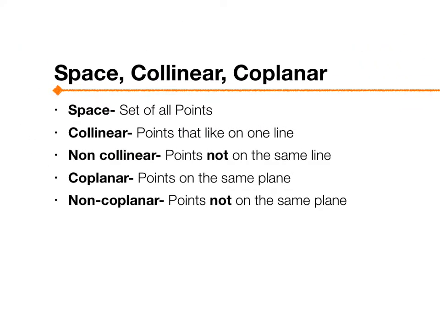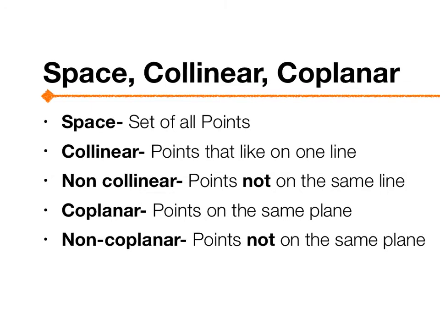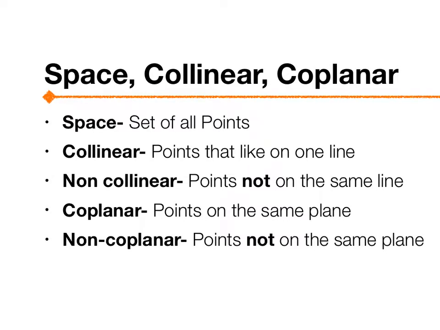Okay, more vocab words. Space. Space is the set of all points. So if we had a triangle, the set of all points of this triangle would be the points that make up this triangle. So all of these points on the triangle.